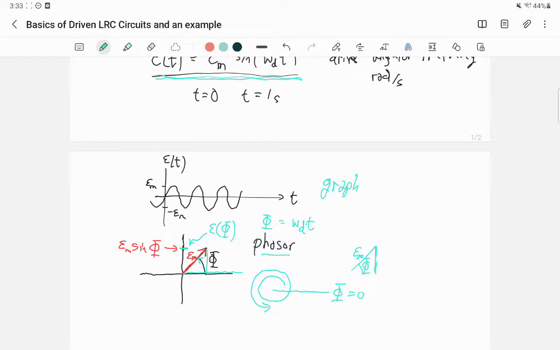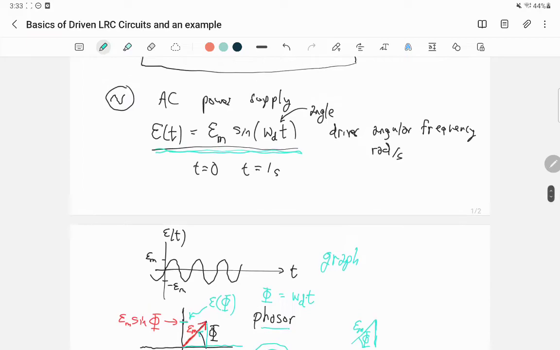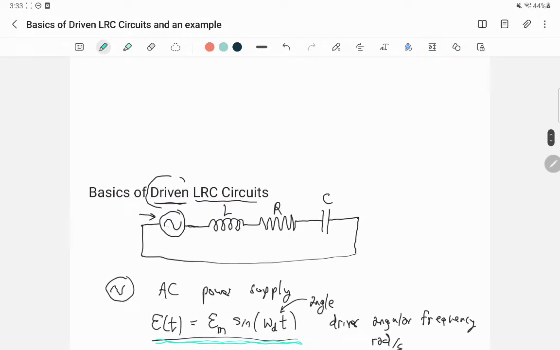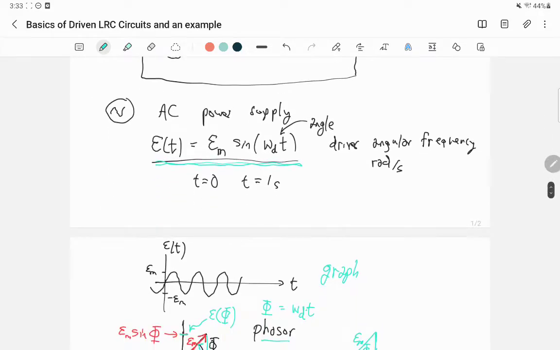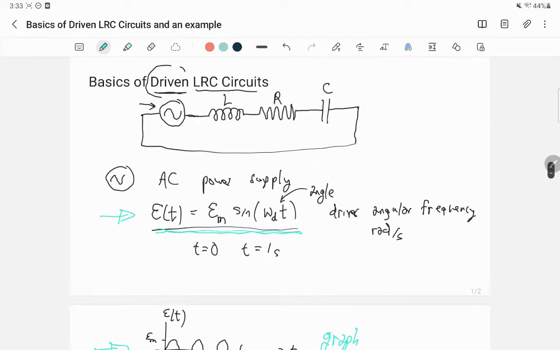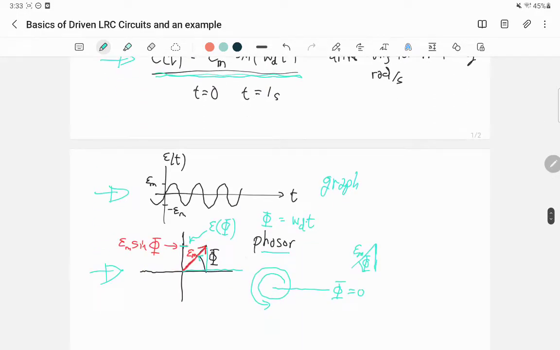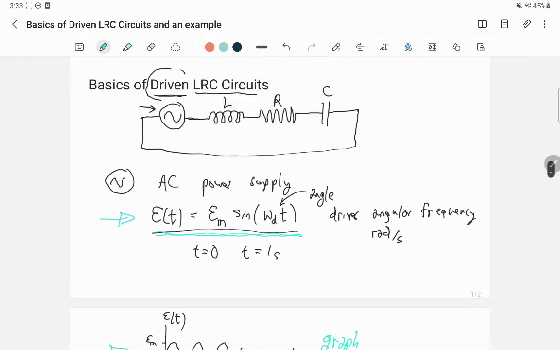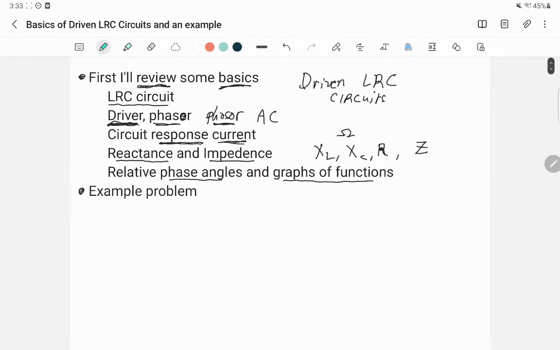So this is how we're going to use the phasor. All I've done is represent the driver's voltage as a function, as a graph, and a third way of representing the driver's voltage is with this phasor. Okay, so let me continue.